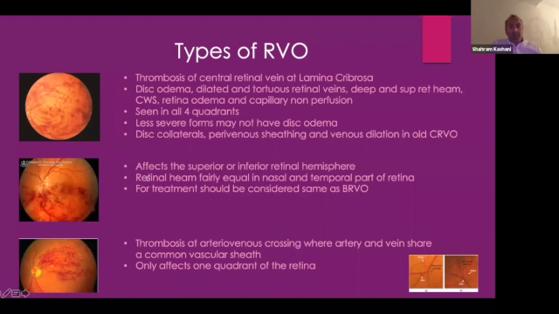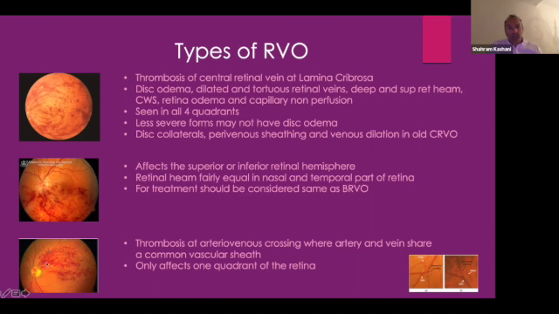In hemiretinal vein occlusion, as mentioned, you can get the superior or inferior part of the hemisphere involved, and you get a fairly equal distribution of hemorrhages in the temporal and the nasal side. And for the purpose of treatment, we follow the protocol for branch retinal vein occlusion in hemiretinal vein occlusion. I'll come to that in a minute.